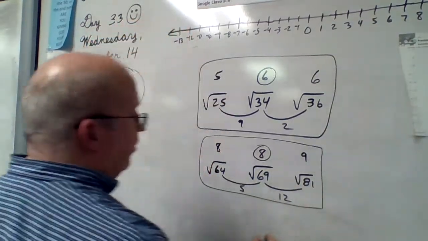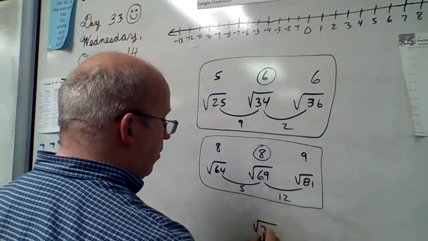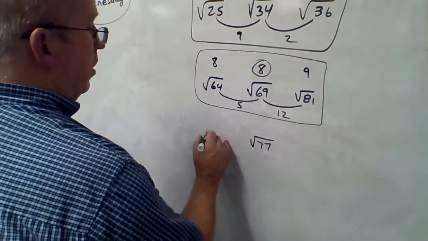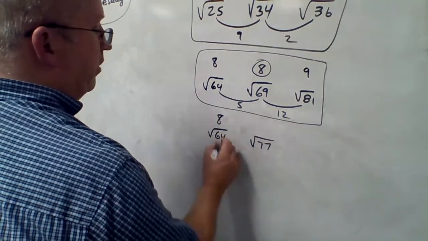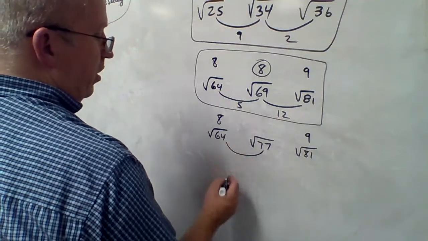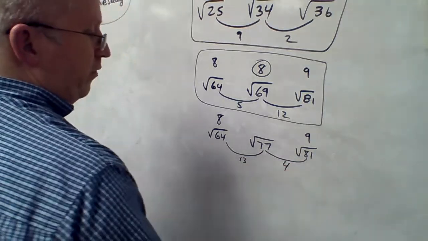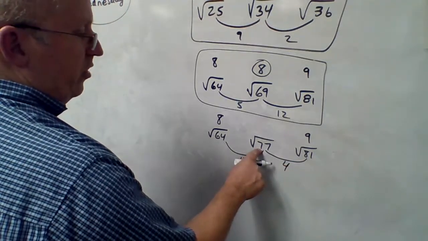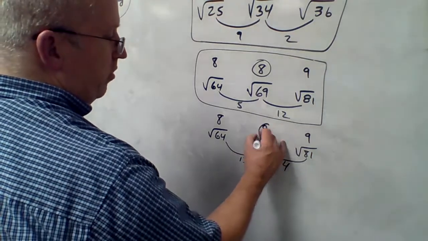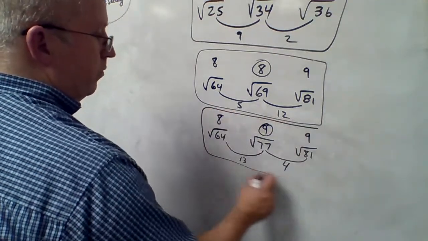Let's try it with, say, the square root of 77. Can you see that down there? Yeah, I think you can. Square root of 77. Well, again, I know that the square root of 64 is 8. I know that the square root of 81 is 9. This is 13 away from each other, and these numbers are 4 away from each other. So I would say that the closest whole number to the square root of 77 is 9, because this is closer than this. Another problem done.